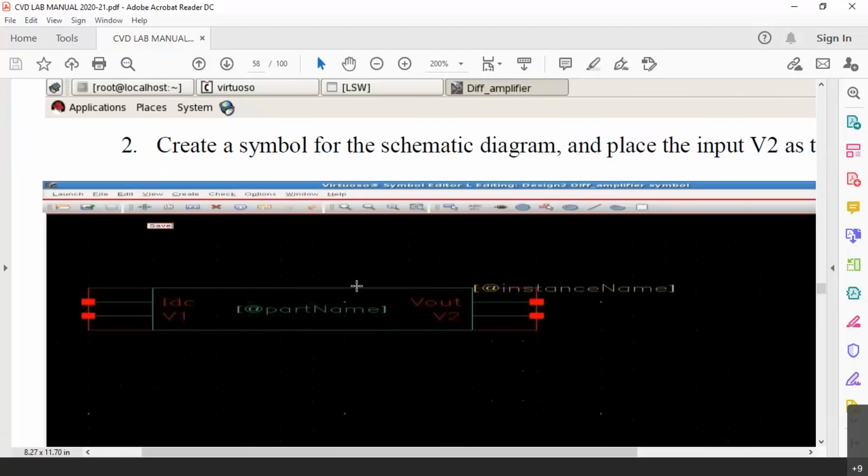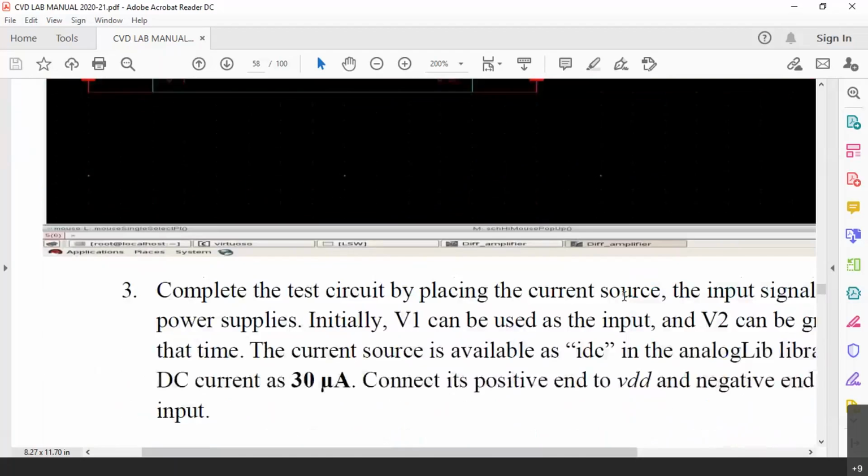If you want, you can create a differential amplifier symbol only, by deleting this box and keeping the pins. That is your choice again. Here it is shown as a default box. Otherwise, you can create the symbol for the differential amplifier as I had shown you earlier.